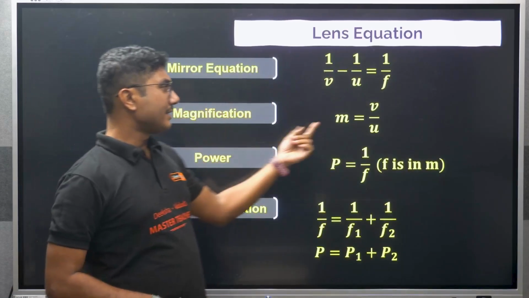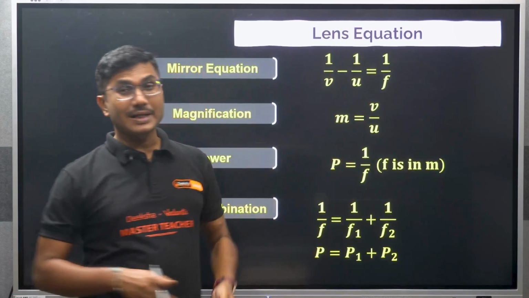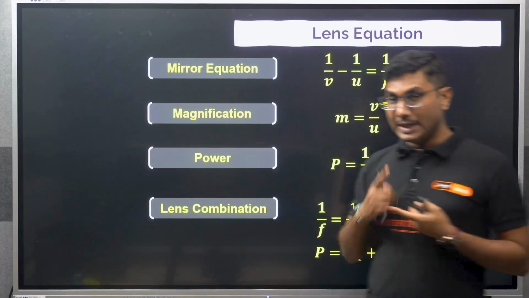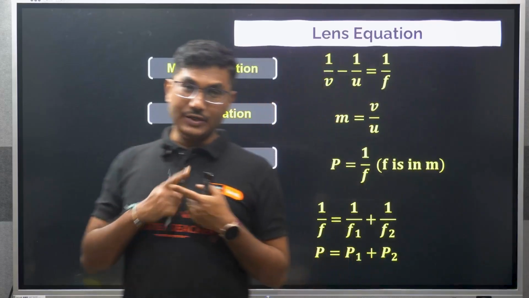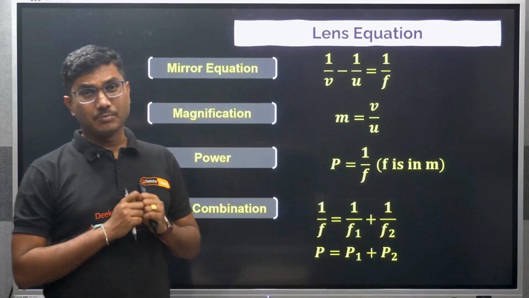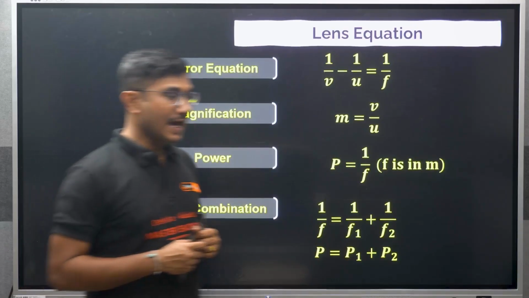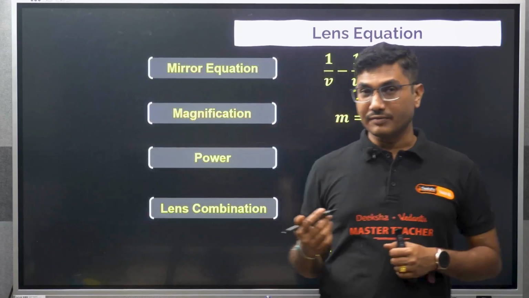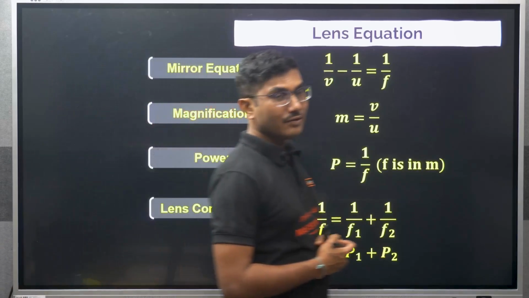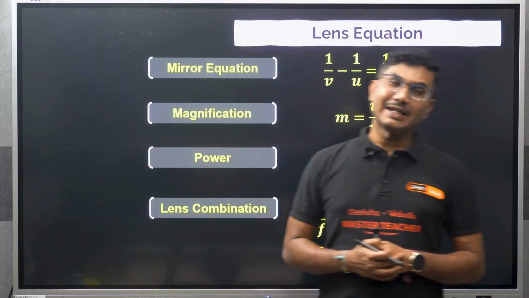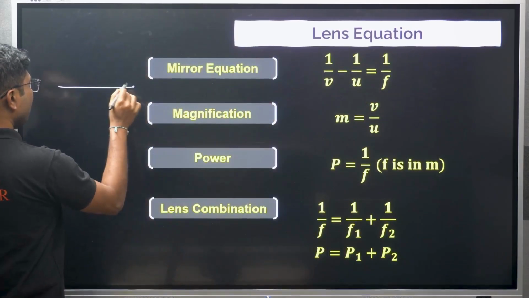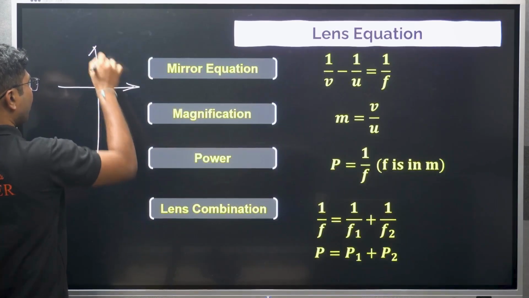Magnification of a lens is positive v by u. Now remember that whenever you are applying these formulas, be it mirror, lens equation, or lens maker's formula, sign convention is very, very important. And the sign convention is that we follow the Cartesian sign convention. Anything along the positive x-axis is positive, anything along the negative x-axis is negative, anything along the positive y-axis is positive, anything along the negative y-axis is negative.